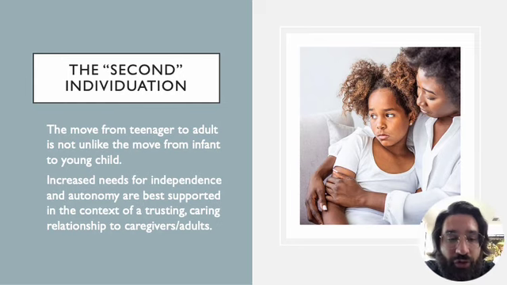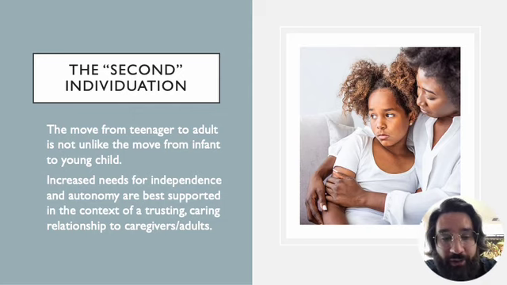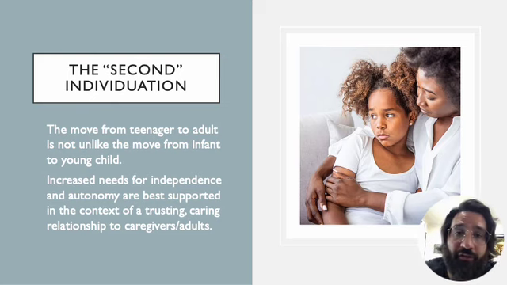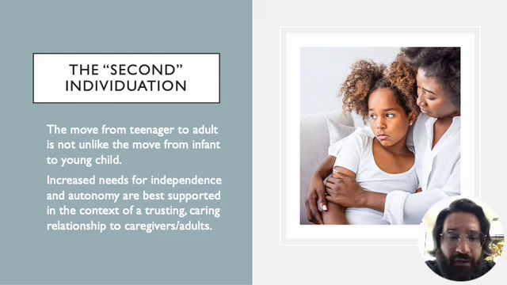So the move from teenager to adult is not unlike the move from infant to young child, right? It's a kind of second individuation. Just like we observed with children, there's a growing need for autonomy to explore and to figure out who they are in the world. There's an increased need for independence and autonomy in adolescence. And it's important for adults to recognize that teenagers have this need. When adults can support that, in the context of a trusting and caring relationship, we can really help kids grow in feeling comfortable and confident to become independent and to strike out on their own.